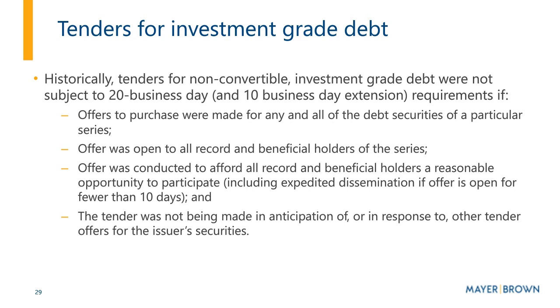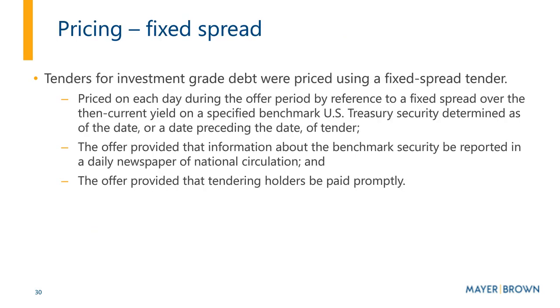Again, as I mentioned above, tender offers for investment-grade debt could be priced in a number of ways. It could be a fixed price. In other words, we'll pay you 101 or 102 for your bonds. It could also be done as a fixed spread tender. In a fixed spread tender, the price is priced on each day during the offer period by reference to a fixed spread over the then current yield of a specified benchmark U.S. Treasury, determined on the date or as of a date preceding the date of the tender.